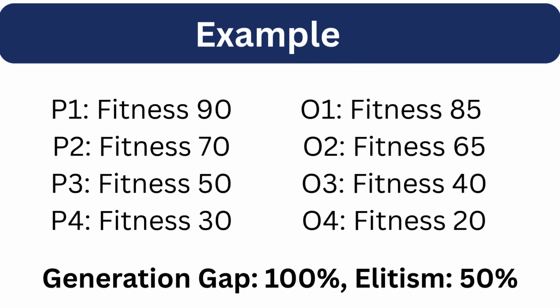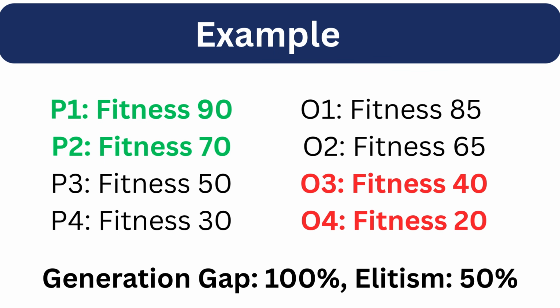Let's now increase the elitism rate to 50%. Again, the generation gap is trying to replace all of the parents in the first generation with the offspring. But the elitism rate is 50%, which means half of the individuals from the parent generation will pass on directly to the second generation. So elitism 50% means the two best individuals will be passed on. First we will select the top two individuals with the highest fitness in the parent generation, that are P1 and P2 with a fitness of 90 and 70.